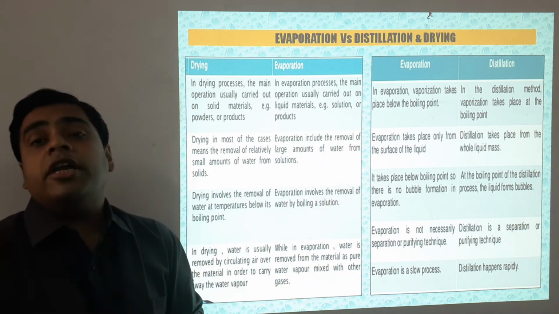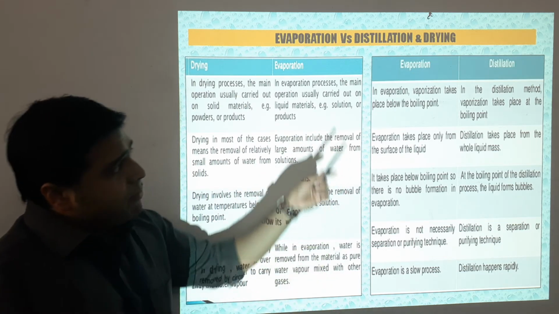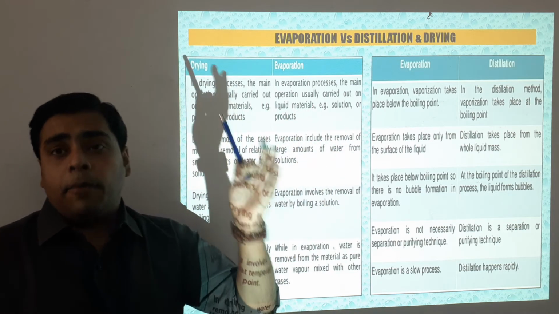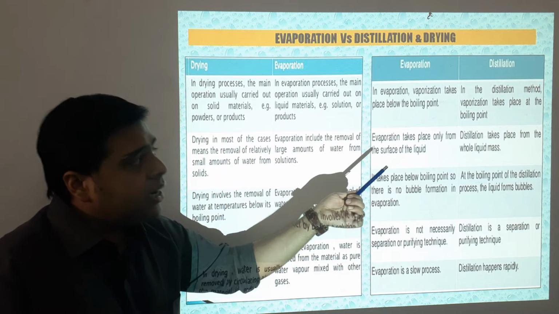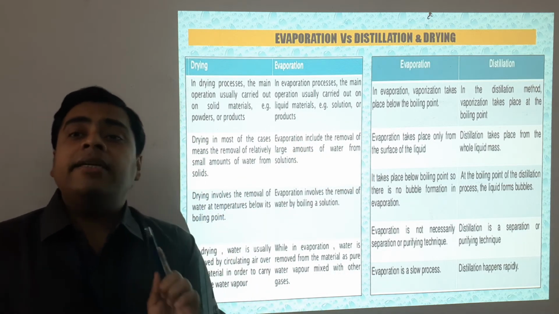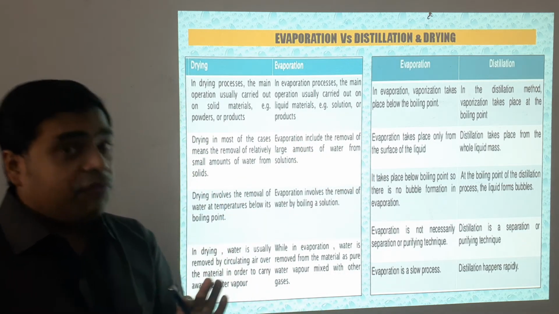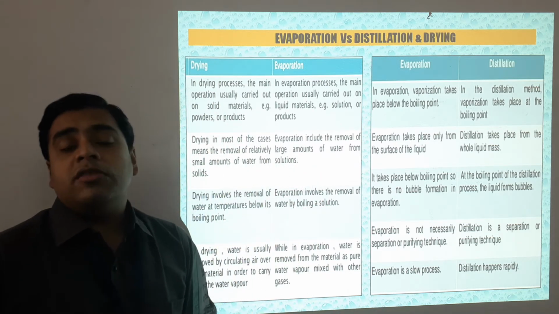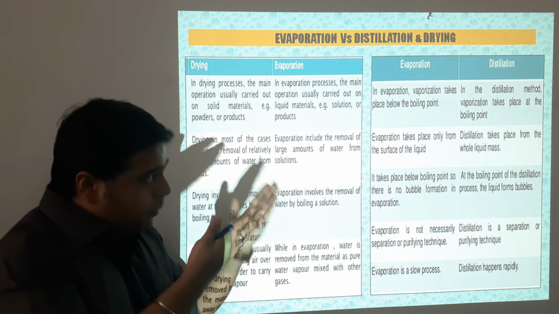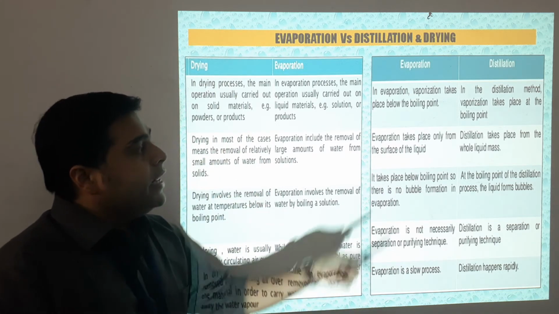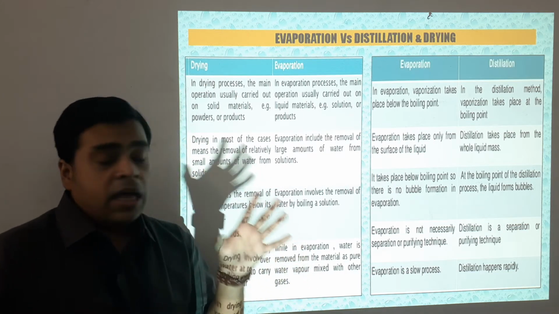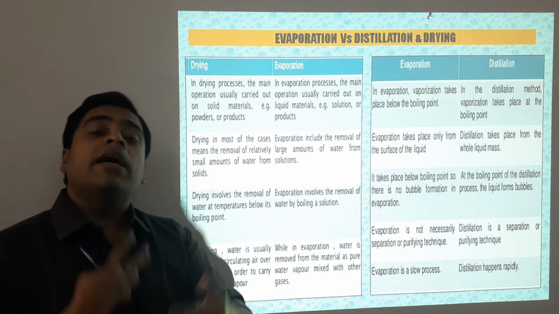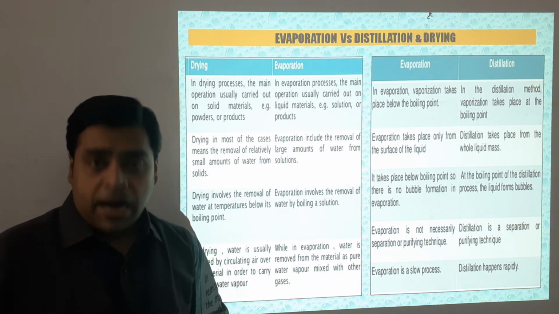Next, come to the difference between evaporation and distillation. In evaporation, the vaporization takes place below the boiling point, whereas in the distillation method, vaporization takes place at the boiling point. This is a very marked difference between distillation and evaporation. Otherwise, to obtain distillation we have to evaporate, but yet there are certain differences as well. Evaporation takes place only from the surface of the liquid, whereas distillation takes place from the entire liquid mass.